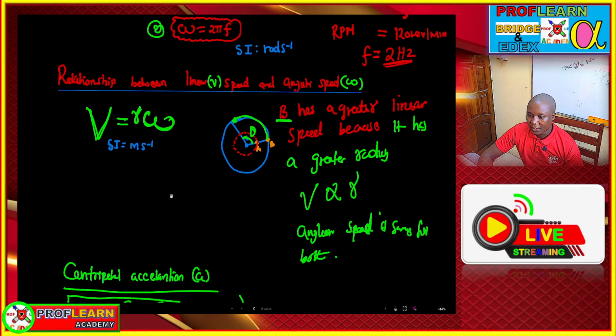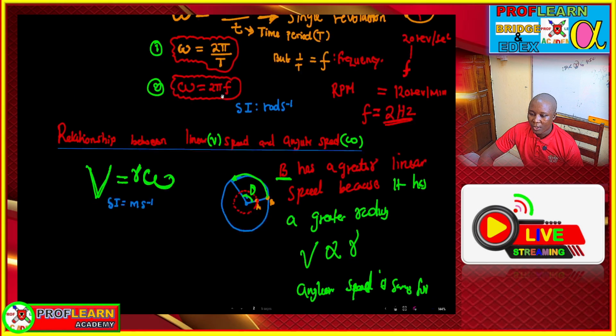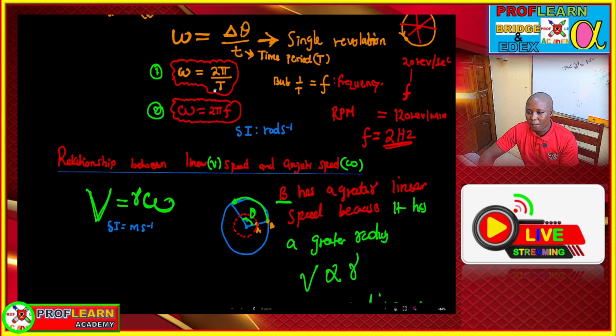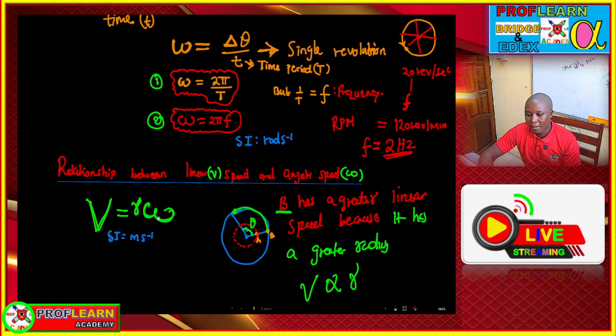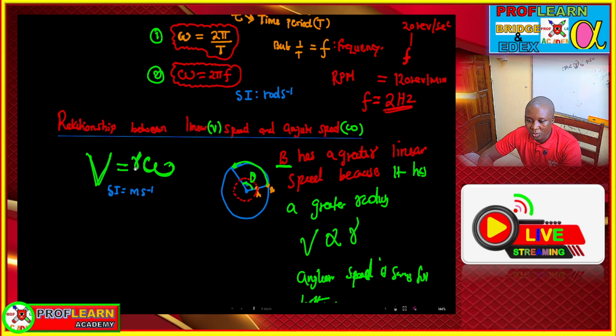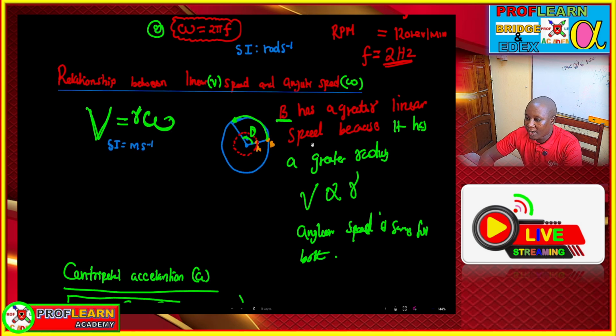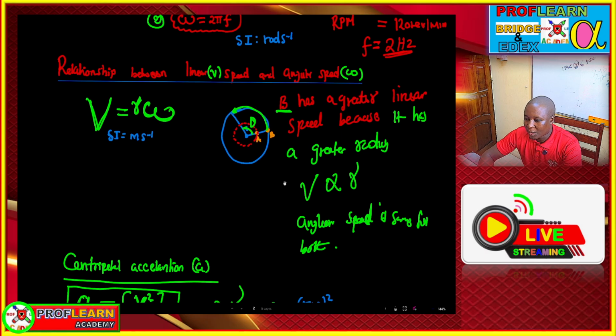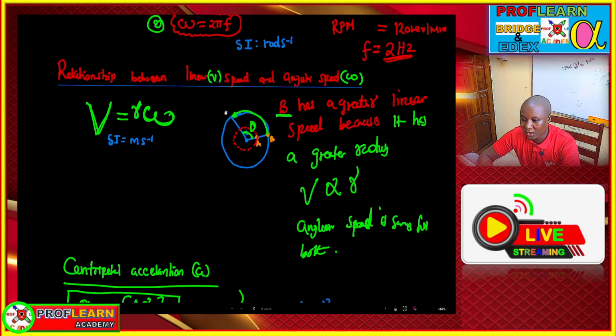Just to also touch on key areas, the relationship between linear speed and angular speed. Angular speed is the rate at which the angle changes at the center. But if you have angular speed and you have the radius, then you can tell the linear speed. Linear speed is equal to radius times the angular speed. So the larger the radius, the larger the linear speed, meaning that linear speed is directly proportional to the radius of the circular path.